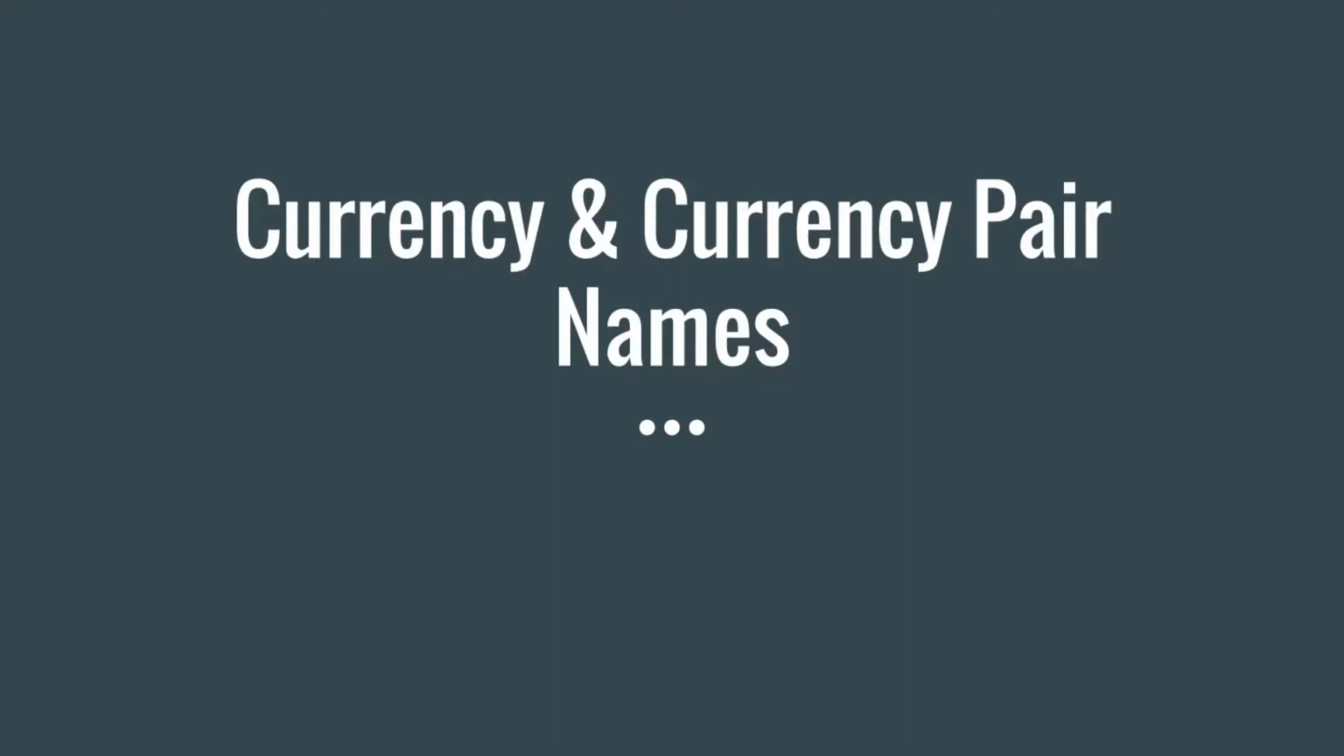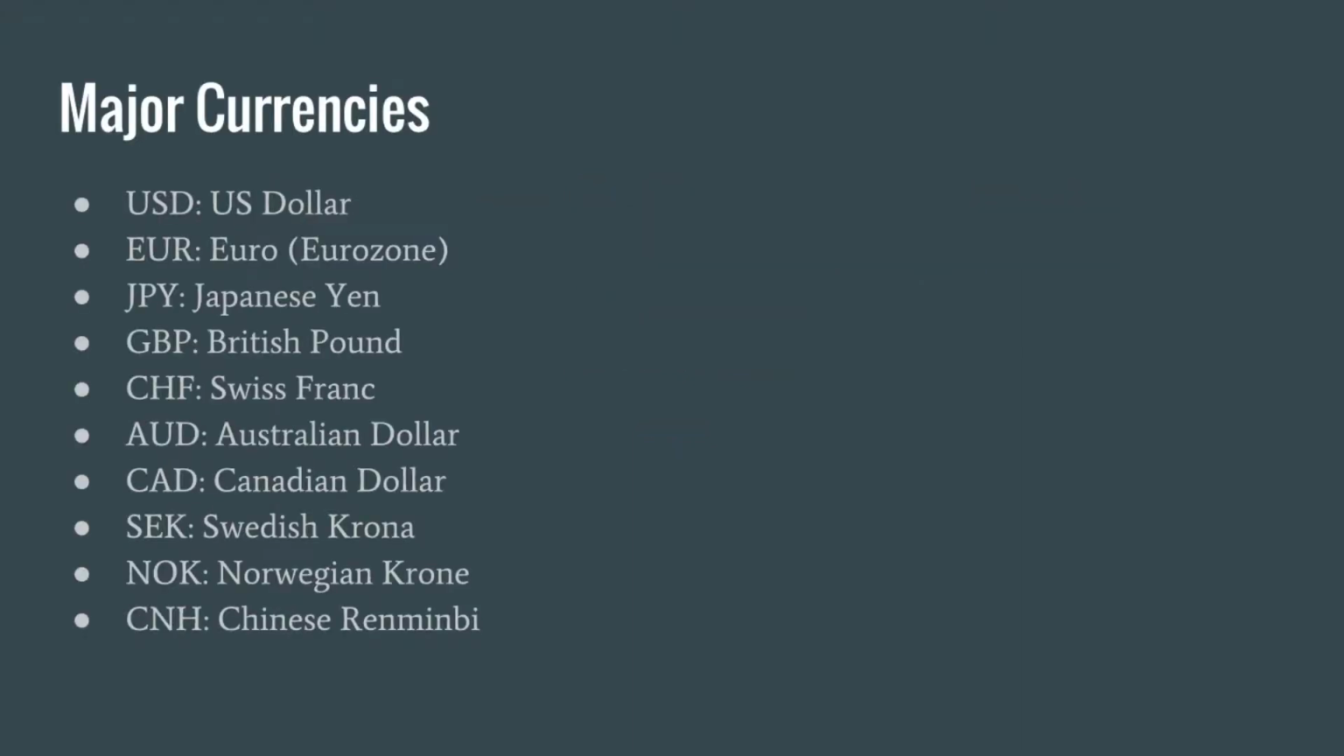Alright, so in this lesson we'll go ahead and cover currency and currency pair names. So first off, here's a list of the major currencies. Going from the top down, we have the US dollar, euro, Japanese yen, British pound, Swiss franc, Australian dollar, Canadian dollar, Swedish Krona, Norwegian Krone, Chinese Renminbi.